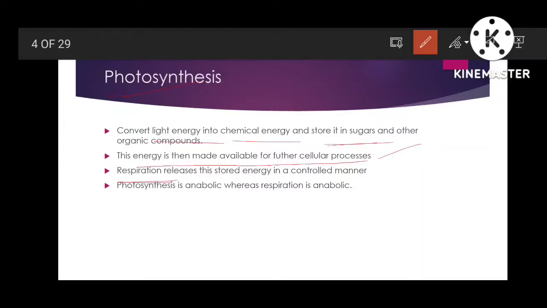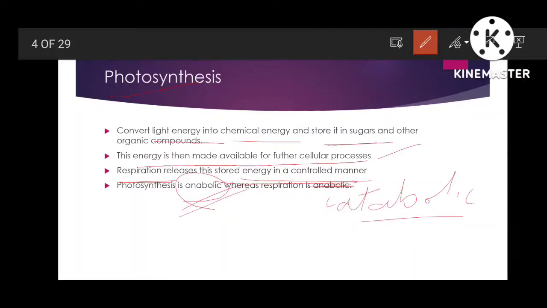Respiration is the process that is responsible for the use of that energy produced in photosynthesis, so that it can be used by other organisms. Respiration releases this energy in a very controlled manner. Now you have to understand two terms, basically anabolic and, sorry, by mistake here it should be catabolic, right? Catabolic term.